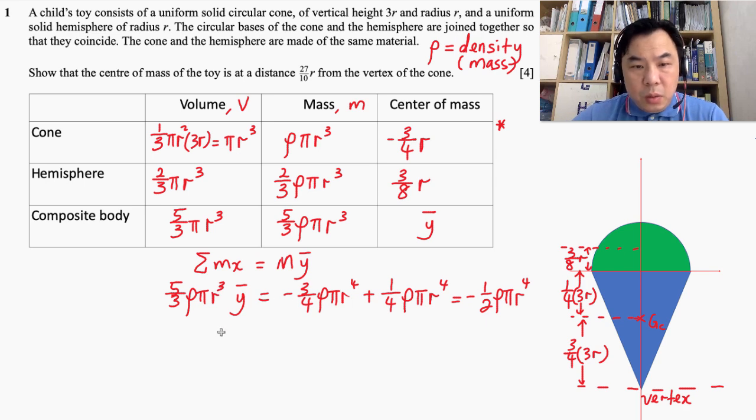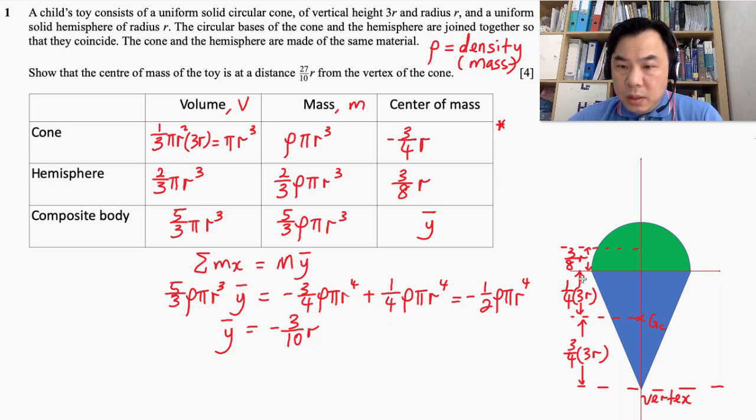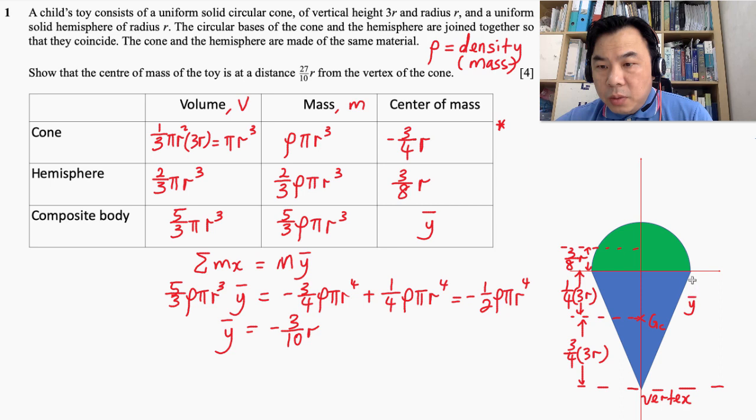Now from here onwards, my center of mass with respect to the frame of reference that I'm using will be negative 3 over 10r. So negative 3 over 10r means it is somewhere below here. Now I have indirectly obtained my center of mass with respect to the frame of reference that I'm using.